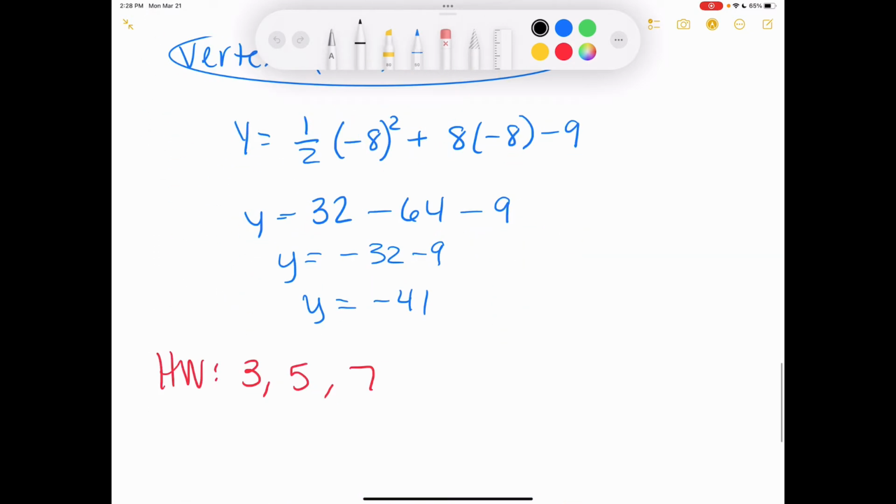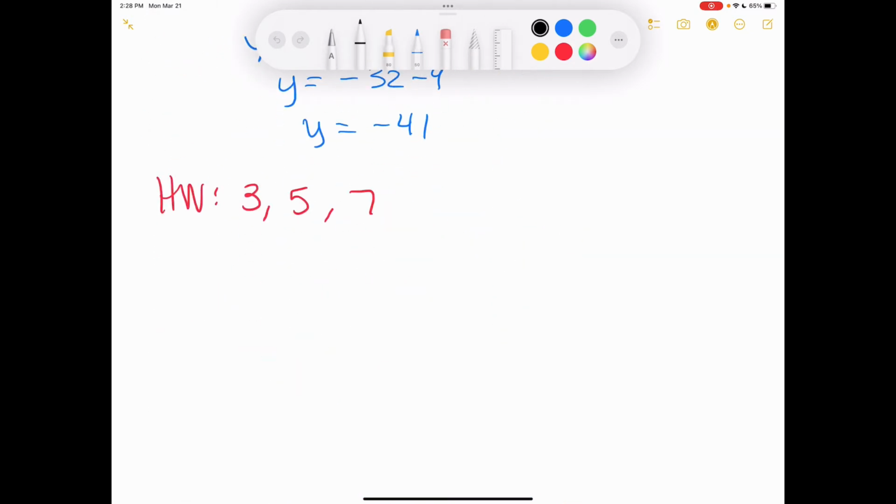So wait, we didn't have to graph. I didn't open my book. You didn't have to graph the first ones we did. That's great.